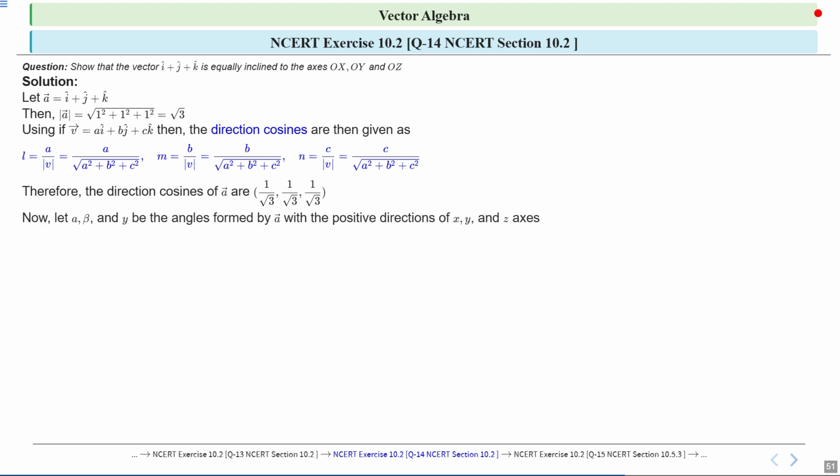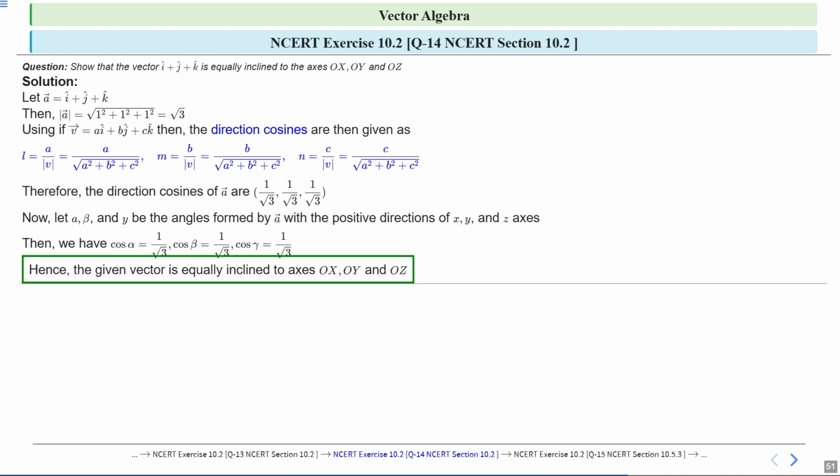Now let alpha, beta and gamma be the angles formed by A vector with the positive direction of x, y and z axes. Then we have cos alpha is equal to 1 by root 3, cos beta is equal to 1 upon root 3 and cos gamma is equal to 1 upon root 3. Hence the given vector is equally inclined to the axes OX, OY and OZ. Hence we can say that the given vector is equally inclined to the axes OX, OY and OZ.